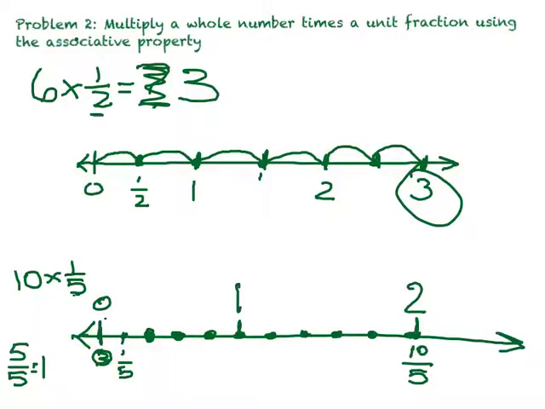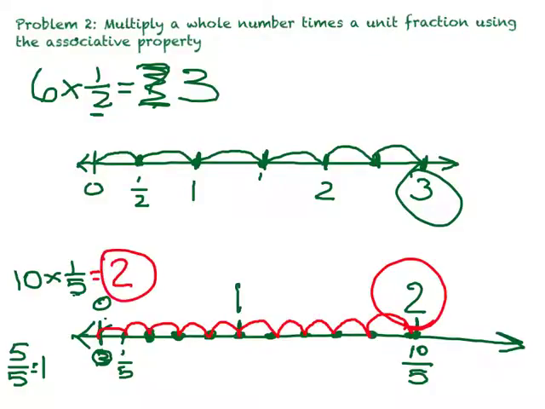So now 10 times 1/5. So we're going to count 10/5. 1, let's do this in a different color. 1, 2, 3, 4, 5, 6, 7, 8, 9, 10/5 equals 2. So the answer is 2.